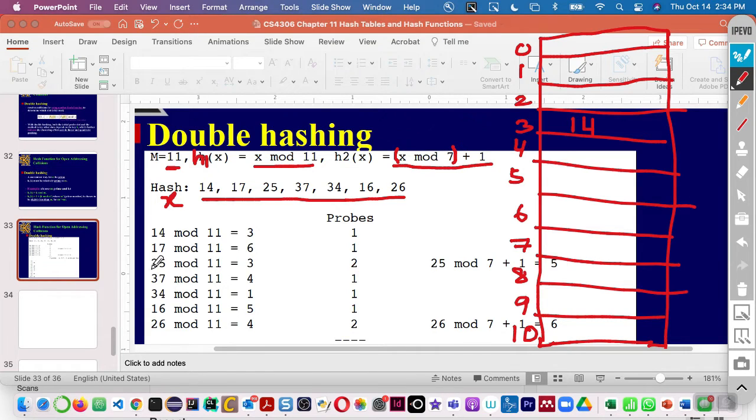Got it? So for 25, the first one got 3, right? 14 mod 11 equal to 3. The first one always gets probe 1. There is no chance that it will have probe 2. Okay, I see what I'm doing wrong now. The second one, 17 mod 11 equal to 6. It got position 6. So 17 will go here.